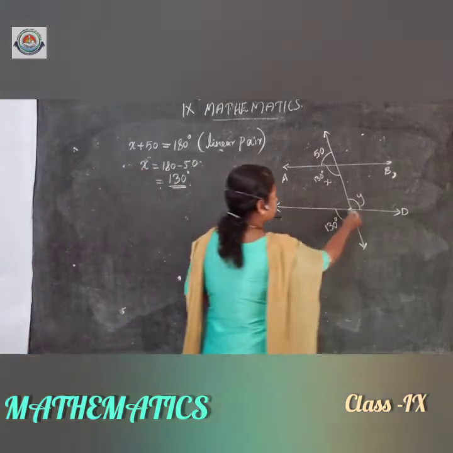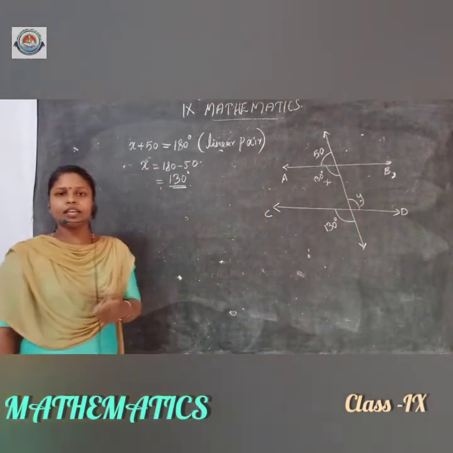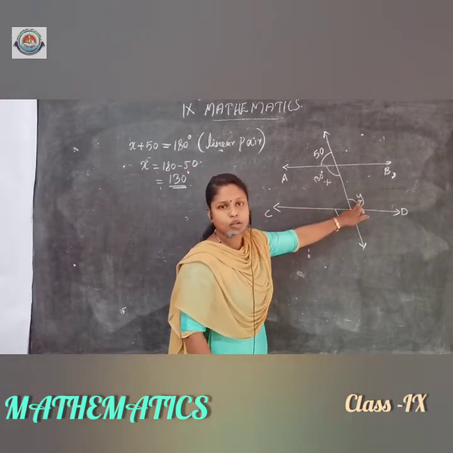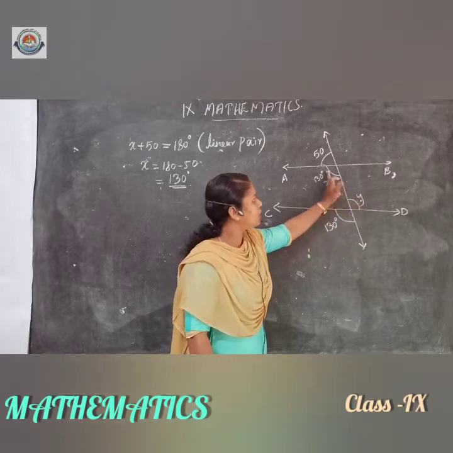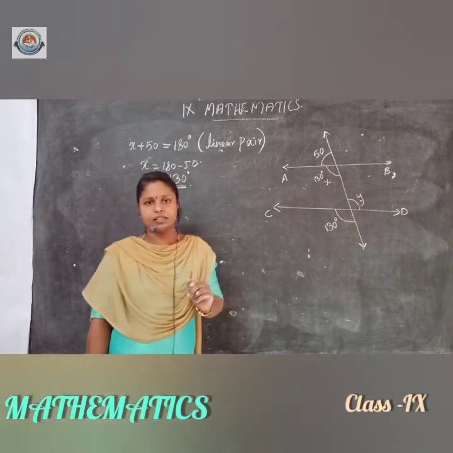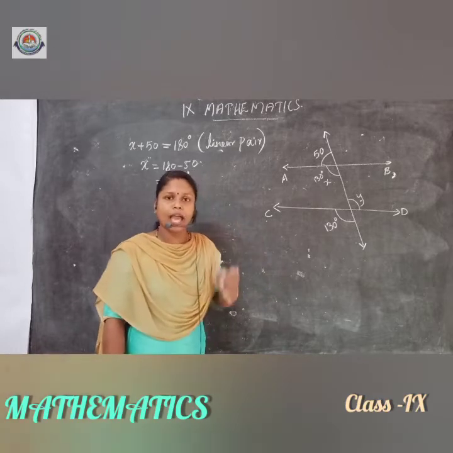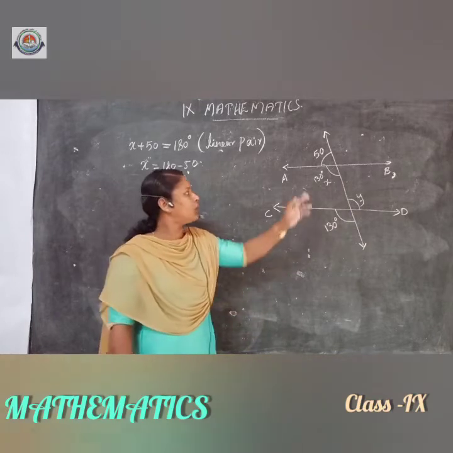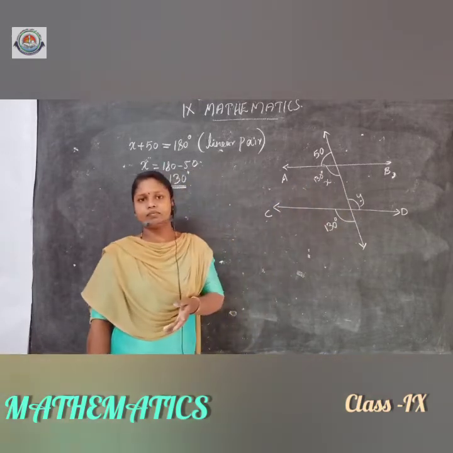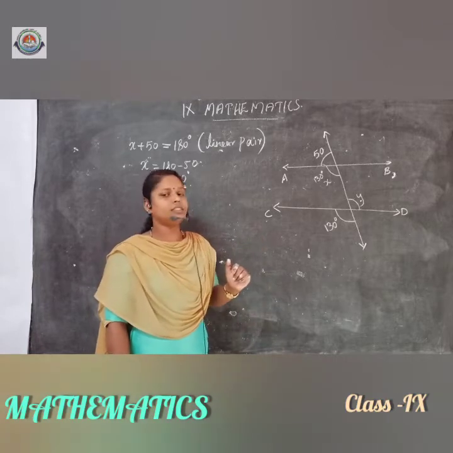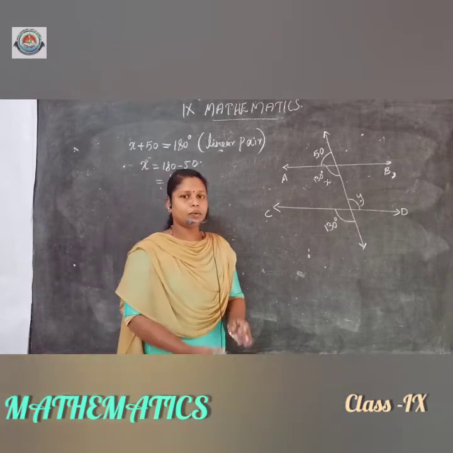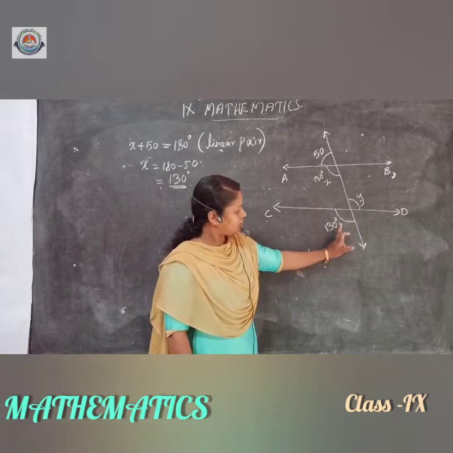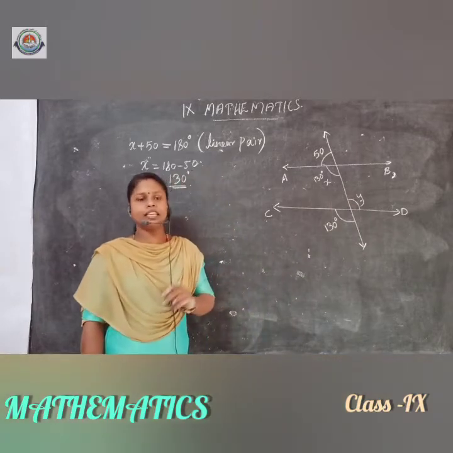Then y. How can we find y? If the lines were parallel, we could say that y equals 130 degree because of alternate interior angles. But here the lines are not parallel, so we can't say that x equals y. We need to prove AB parallel to CD. So we can't say alternate interior angles are equal. So what will you do? From this we will get, it is 130 degree. Therefore, y equals, yes, 130 degree.